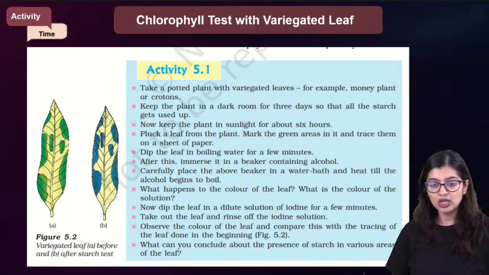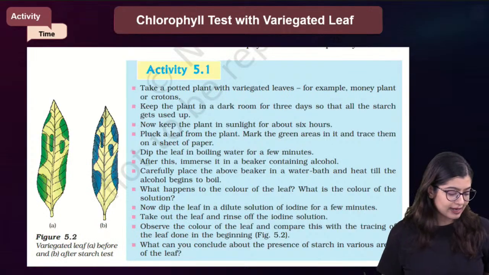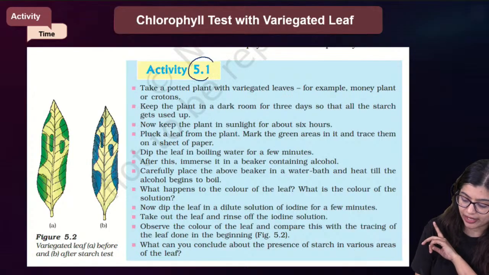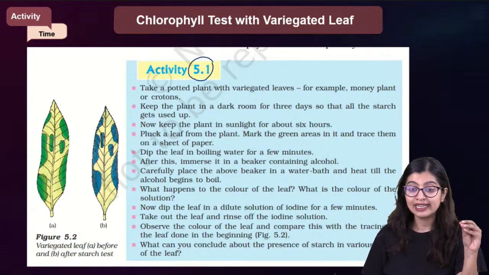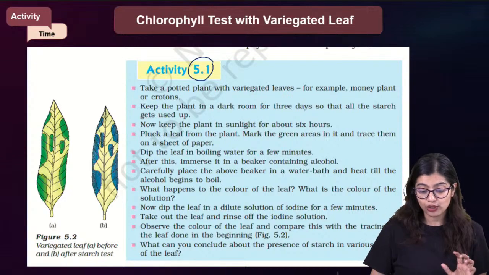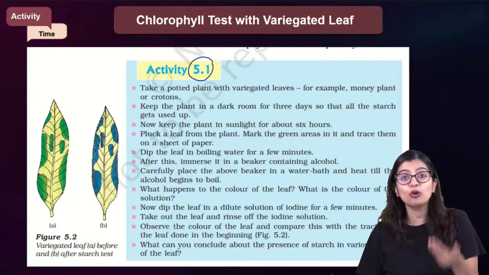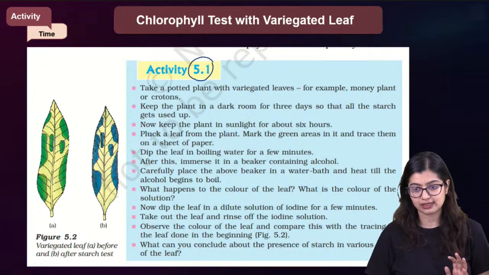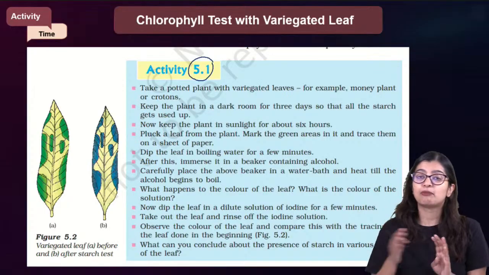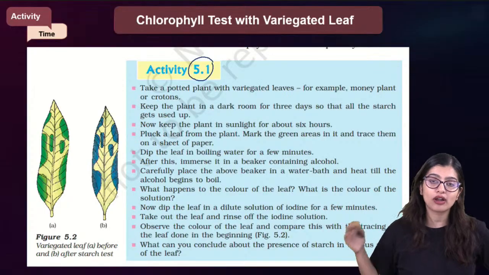Yes? Okay, so let's have a look at the first activity, which is 5.1. Now the idea of activity 5.1 is to test the presence of chlorophyll, or to prove that chlorophyll is essential for the process of photosynthesis, and without chlorophyll, the process of photosynthesis cannot happen.